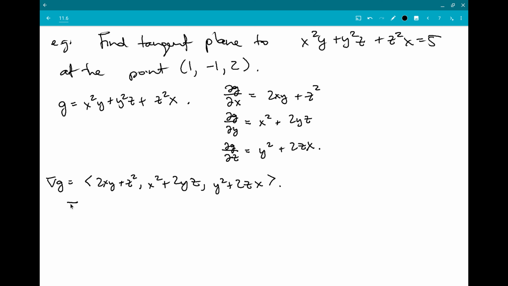And evaluated at the specific point I care about, 1, minus 1, 2, I've got 2 times 1 times minus 1 is minus 2, plus 2 squared is 4, so that's 2. 1 squared is 1, plus 2 times minus 1 times 2 is minus 4. It's minus 3. Minus 1 squared is 1, plus 2 times 2 times 1 is 4. So that's going to give me 5.